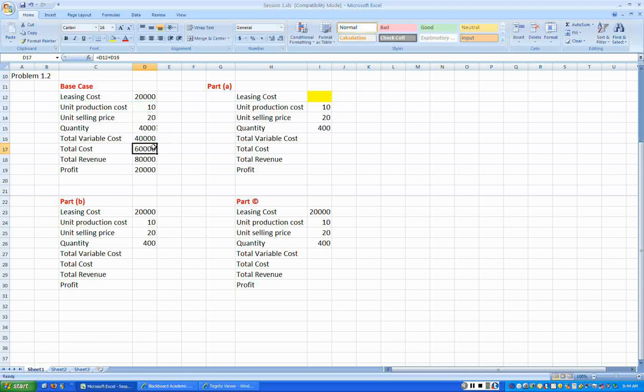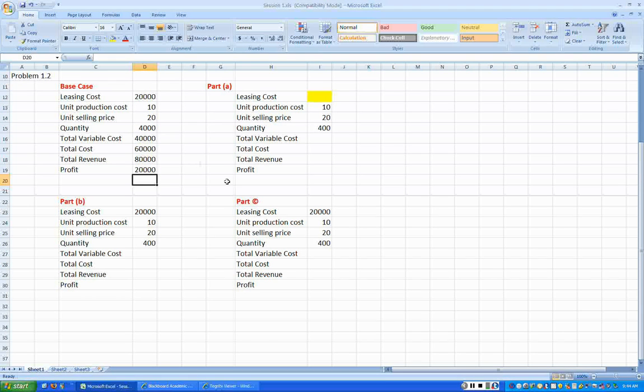The total cost is the sum of the fixed cost, which is the leasing cost in this case, $20,000, plus the total variable cost, which is $40,000. The total revenue then is the product of the quantity that you sold times the unit selling price. Profit is the difference between the total revenue and the total cost.